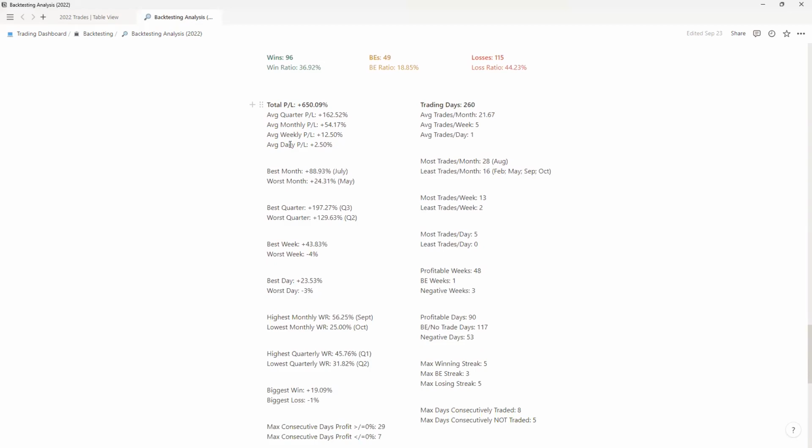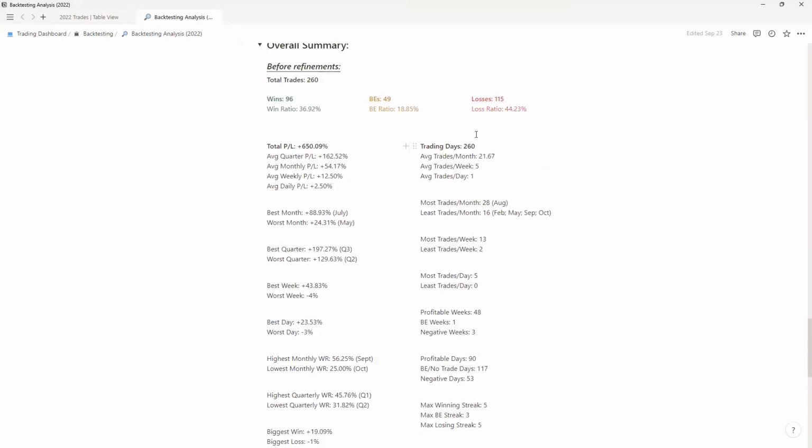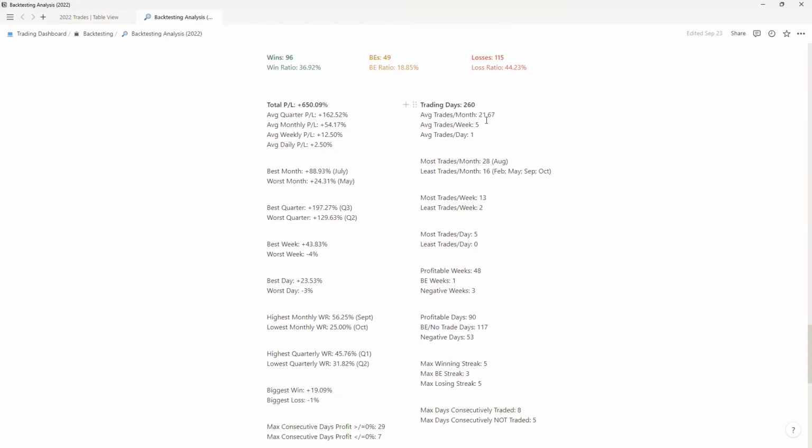Daily P&L, I wouldn't really pay too much attention to. Again, even weekly P&L, I wouldn't pay too much attention to because it can fluctuate quite a lot. This was just some of the data that I wanted to have in front of me. We've then got some data about the amount of trading days, how many trades we roughly took a month, how many trades we roughly took a week, and how many trades we roughly took a day.